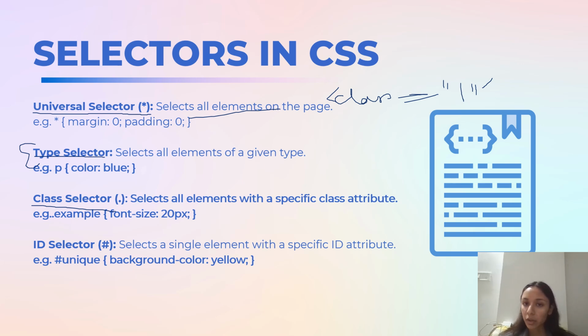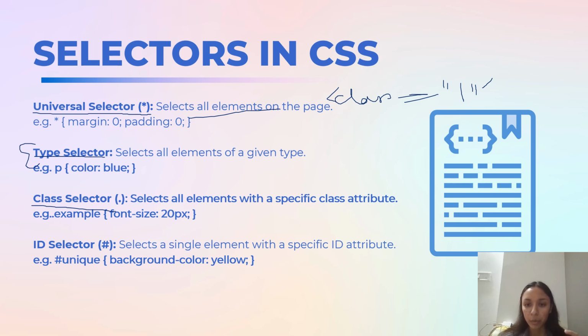Similarly in the ID selector, we write id equals and in double quotes whatever our ID name is, and then it will get implemented. When we apply both class and ID, ID is given more preference because it is unique and applied on only one element. Meanwhile, the same class can be applied on multiple elements.